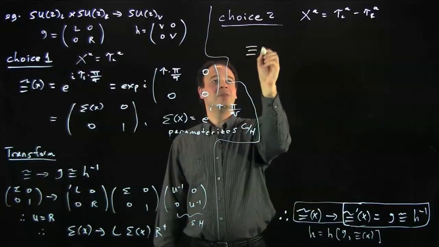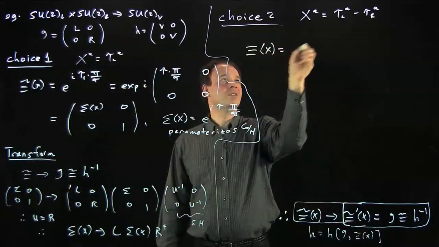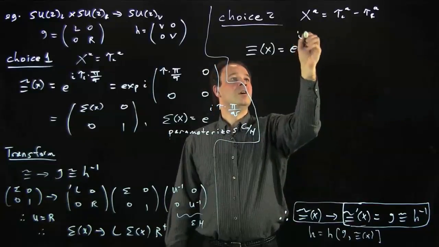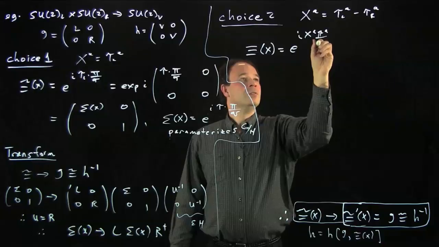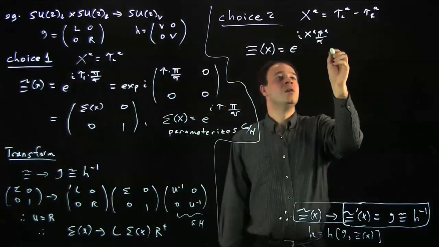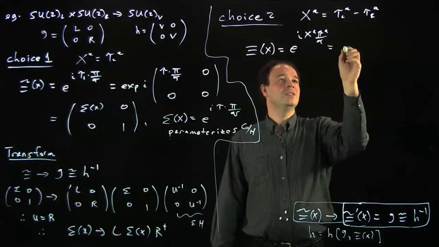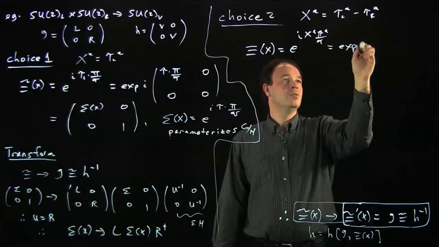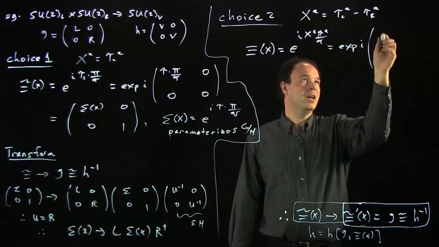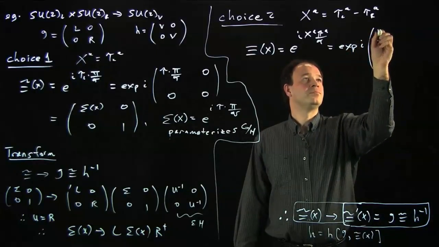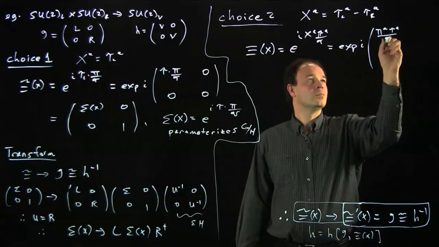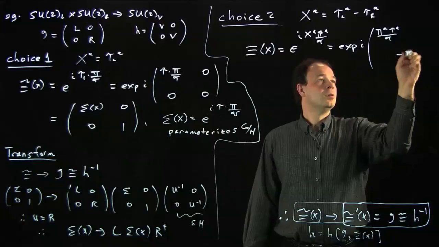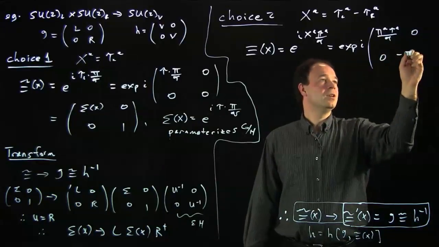So again, we ask, what is our cascade field? Well, it's just e to the i x tau over v. So it's the exponential of this. And now we have terms in both diagonal entries, and still zeros on the off diagonal.